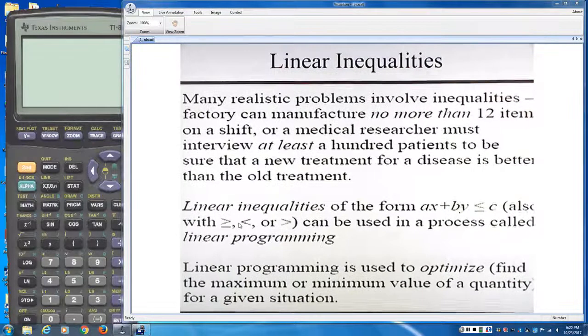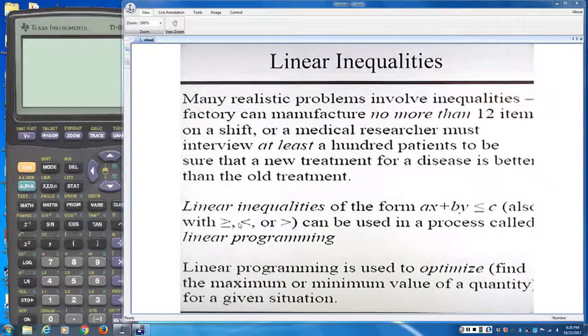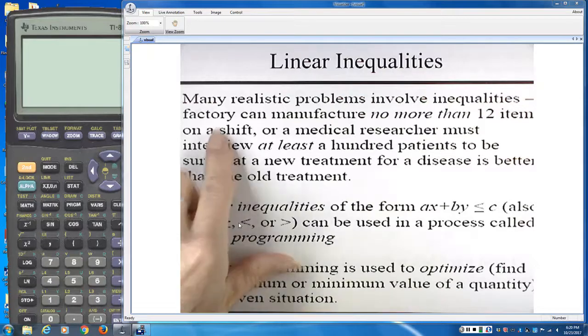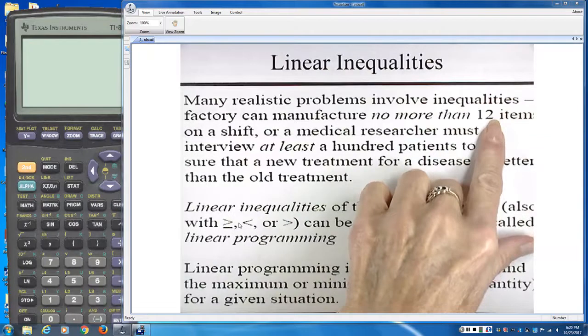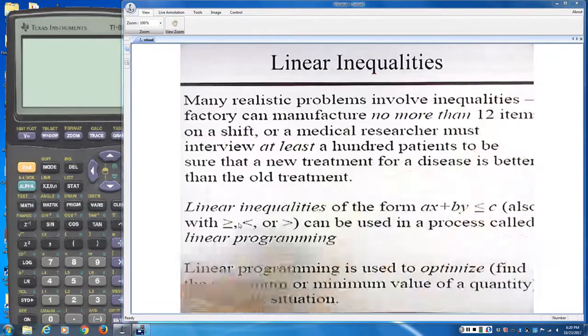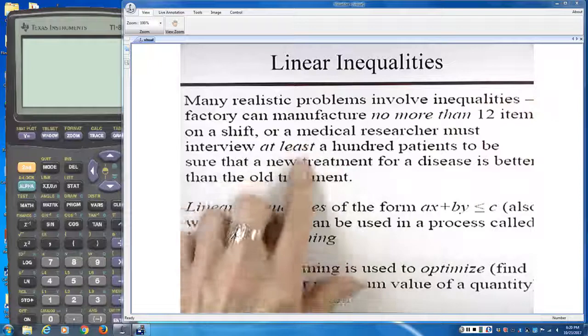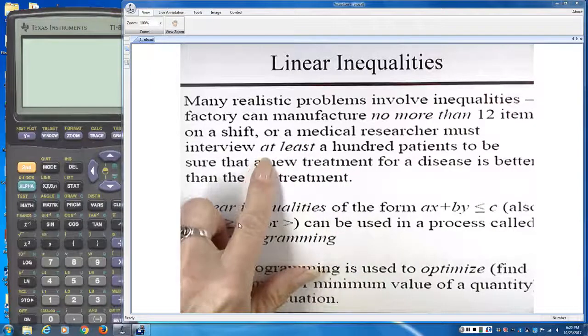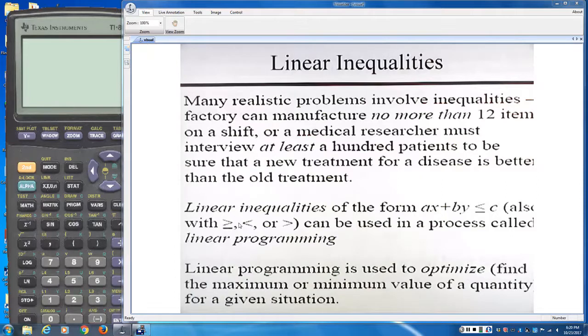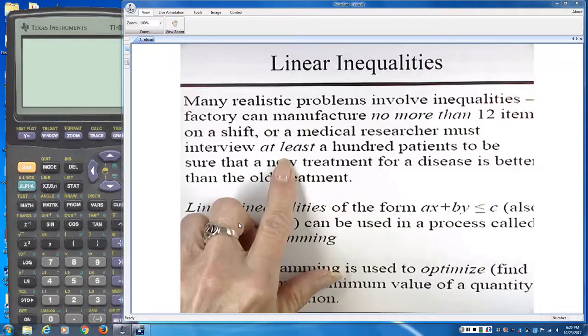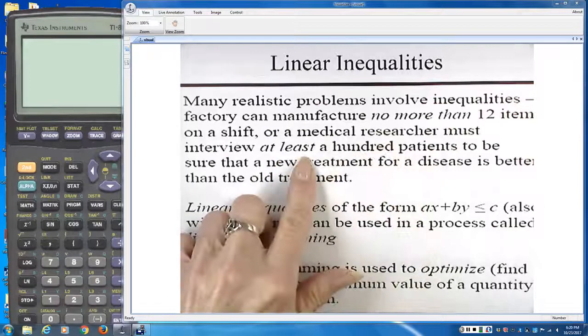And the reason we're going to study these is because there's a lot of realistic problems that involve linear inequalities. For example, a factory can manufacture no more than 12 items. That means it has to be equal to or less than 12 on a shift. Or a medical researcher has to be sure they interview at least 100 patients to be sure that the new treatment for a disease is going to be better than the old treatment. So they have to have equal to or greater than 100 patients. So we're going to have to learn to associate inequality signs with words.